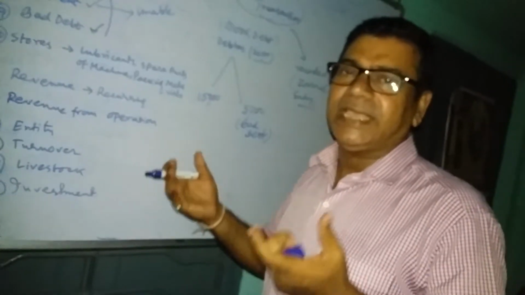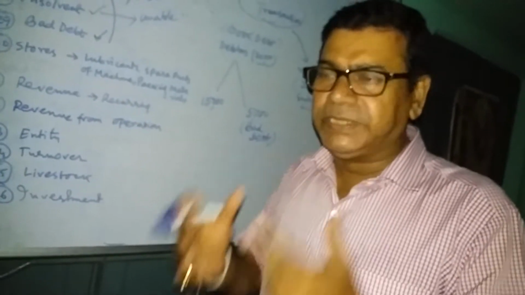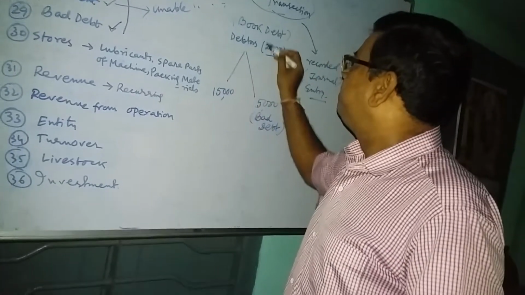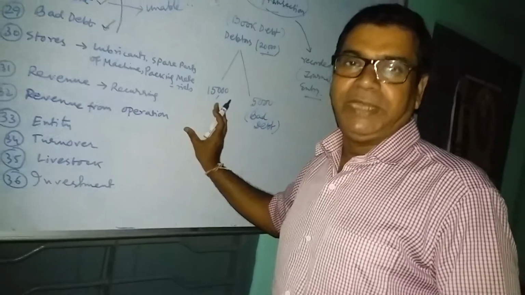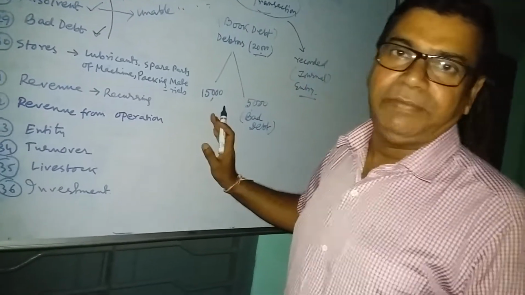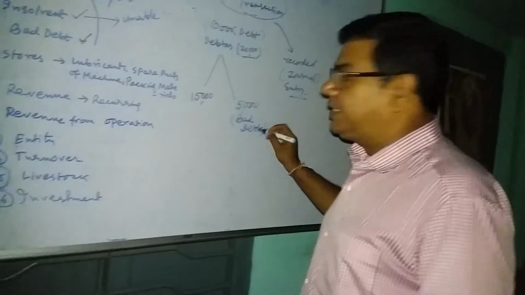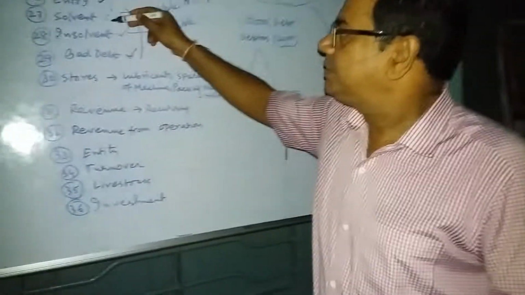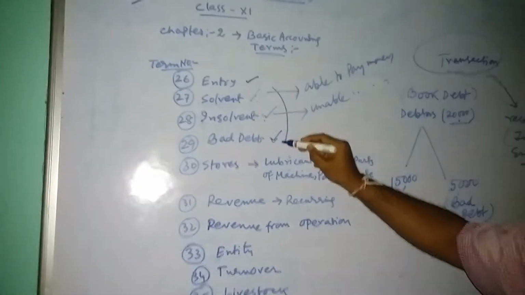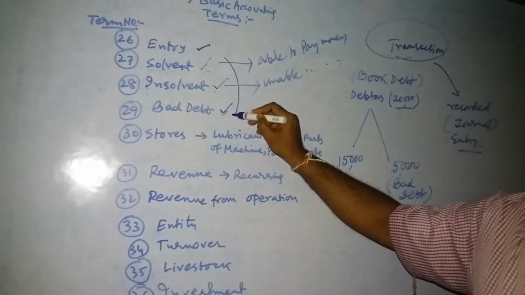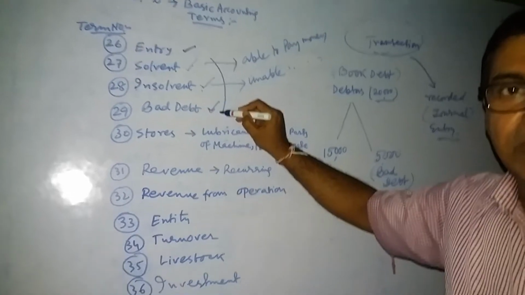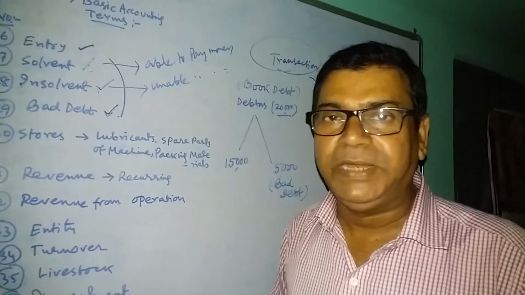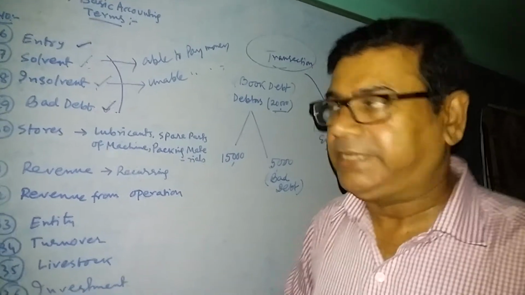ये assume करने के लिए, समझने की सुविधा के लिए कहा गया है आपको कि अगर ये बुक डेप्ट इतना था, इनमें से कुछ मिला तो गुड डेप्ट है, जो नहीं मिला तो वो बैड डेप्ट है. बट बैड डेप्ट वर्ड इज यूज्ड इन द प्रोसेस ऑफ अकाउंटिंग. सो सॉल्वेंट, इंसॉल्वेंट, बैड डेप्ट. बैड डेप्ट के लिए क्या बोलेंगे? मनी व्हाटएवर शुड बी रिसीव्ड बट द डेटर is purely unable to pay. Amount will not be received from the debtor. That is called the bad debt.